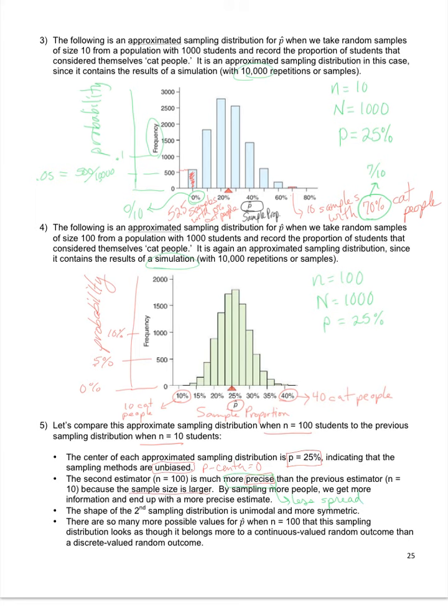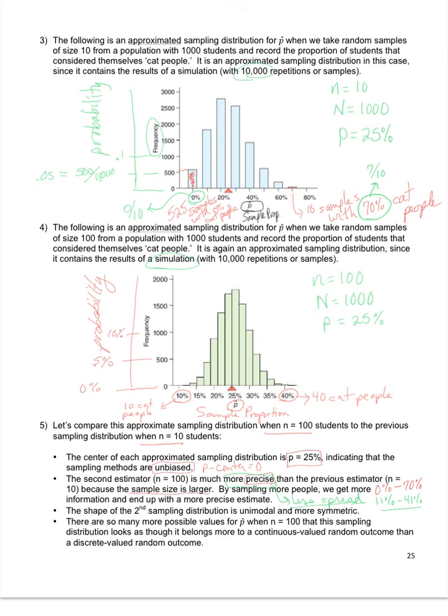Right, so if you look at the second graph, it looks like the percentages went from maybe about 11 or 12% up to about maybe 41%. But on the first graph, they went from a low of 0% up to a high of 70%. So again, the second graph had a lot more precision, less spread, a smaller distance between the smallest and largest values. All right, next, the shape of the second sampling distribution is unimodal and more symmetric.